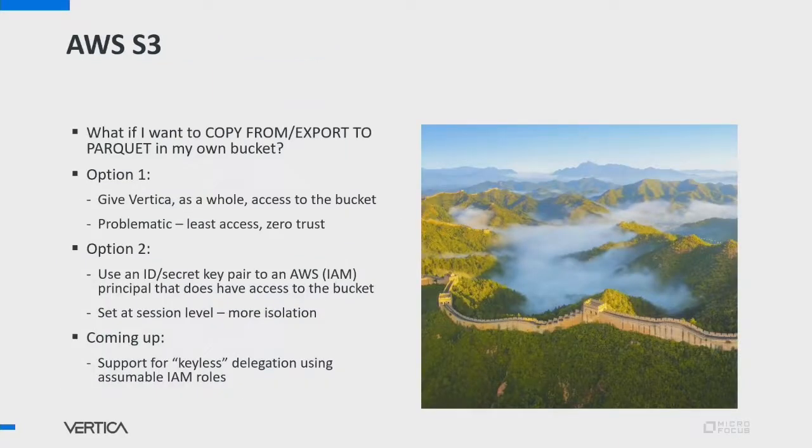If we need to copy from Parquet or export to Parquet a Vertica table in my own S3 bucket, we have two options. First, to give Vertica as a whole access to the bucket, which is problematic from the security perspective. Second is to use an ID and secret key pair through an AWS principal that does have access to the bucket. The access can be set on a session level, providing even more security. In our roadmap, we plan to support keyless delegation using assumable IAM roles.